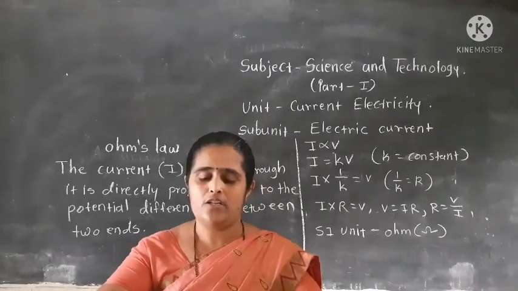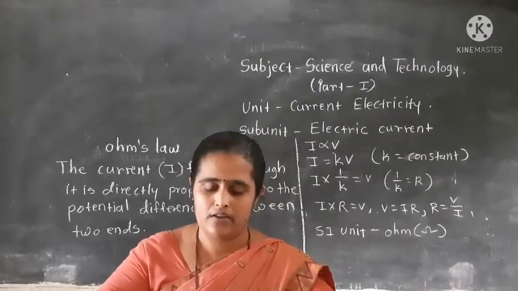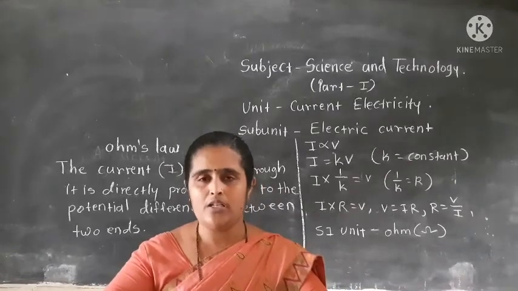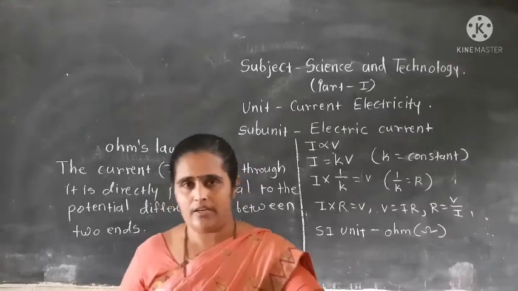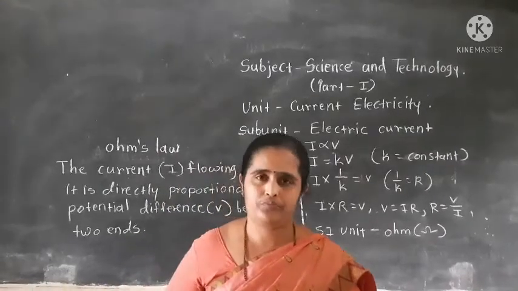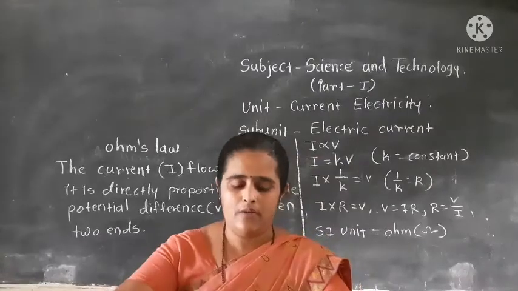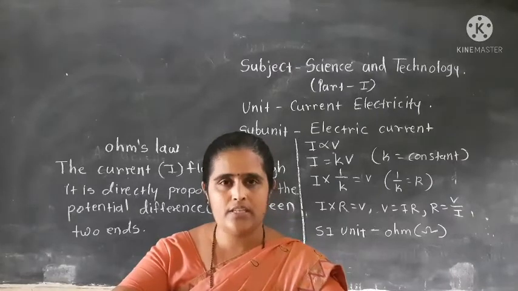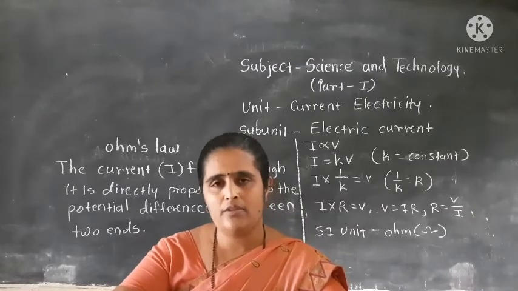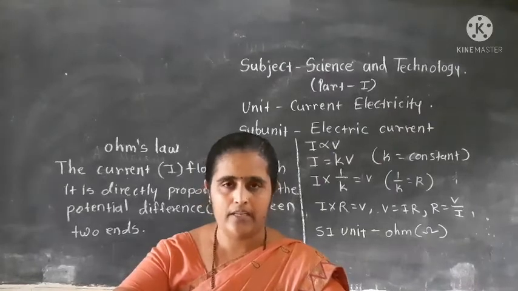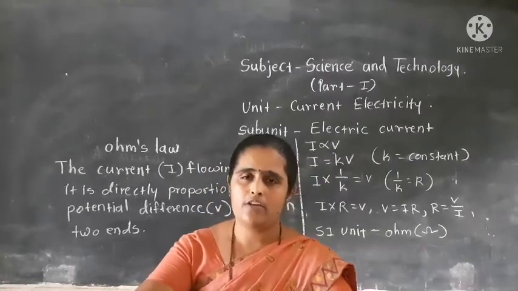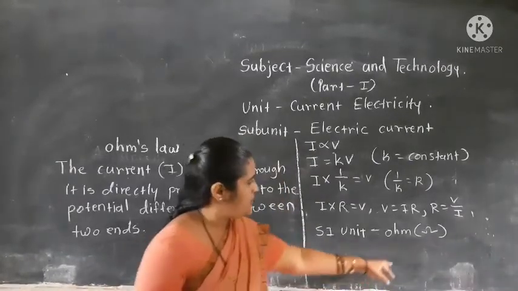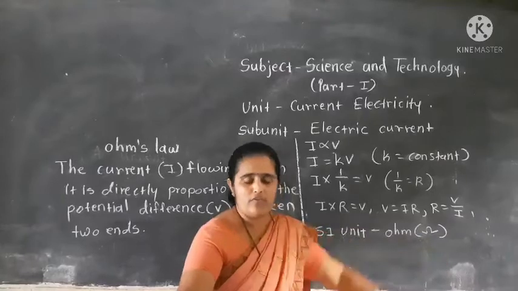After that we understood what is meant by electric current. The formula of electric current is I is equal to Q upon T, and we also solved an example based on it. After that we studied Ohm's law: the current I flowing through it is directly proportional to the potential difference V between its two ends. Our final equation is R is equal to V upon I, and its unit is ohm, denoted by a particular letter. Okay, this is the sign of ohm.